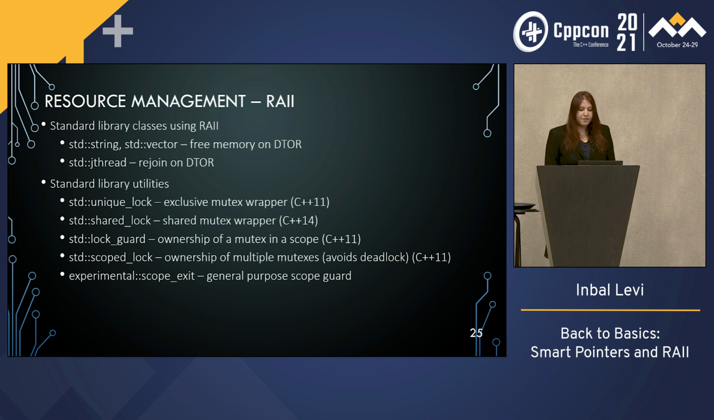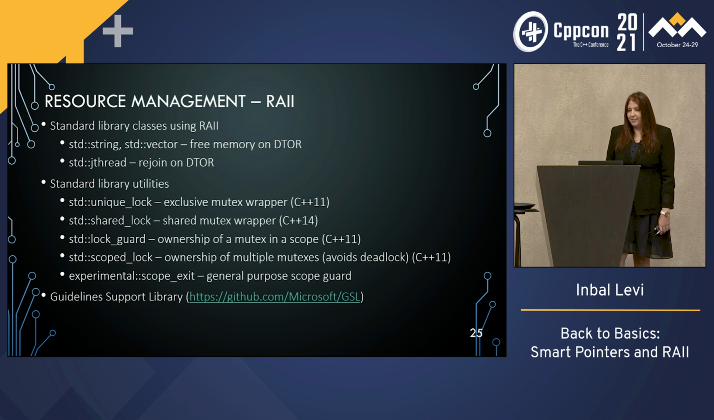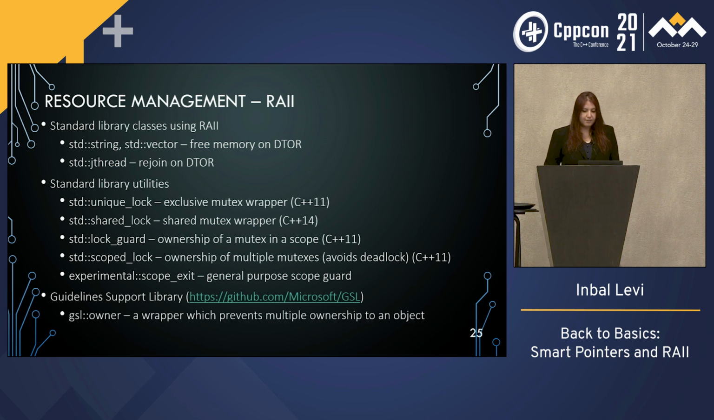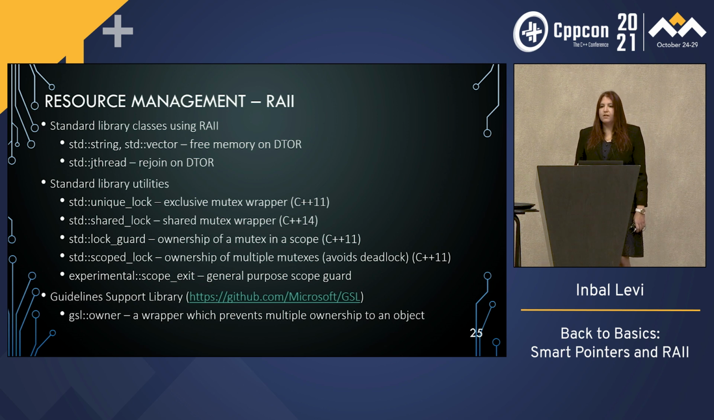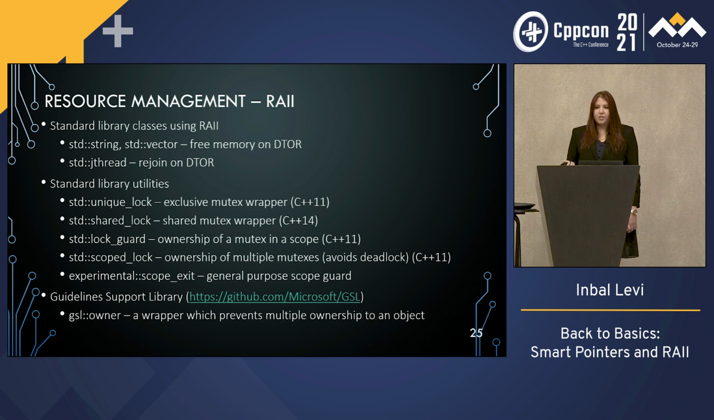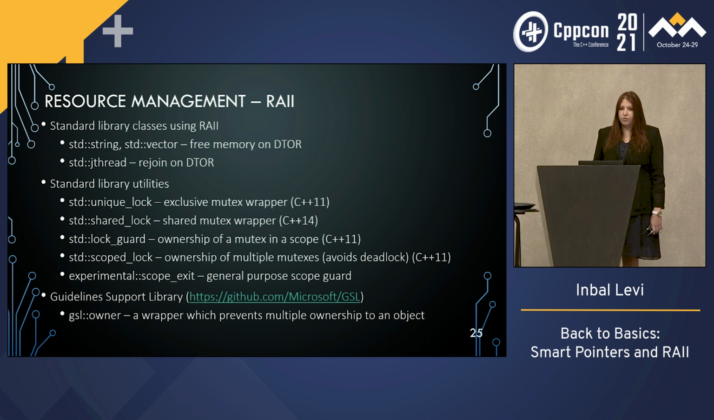And under the experimental namespace, you can also find scope_exit. I think it's very useful. This one is actually a general purpose scope guard. There's an additional library that I think you should check. I don't know if you heard about it: the Guideline Support Library, written by the ISO C++ Core Guidelines, and it's currently implemented on MSVC. There's a link there. In this library, called GSL, you have owner. Owner is not like what we saw, shared_ptr or unique_ptr, because it's not dealing with memory. It's dealing with ownership, as I mentioned, in different cases, for example with the database. So you can use owner to wrap your object and prevent multiple ownership of it.